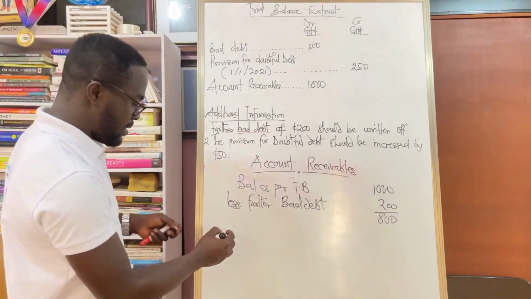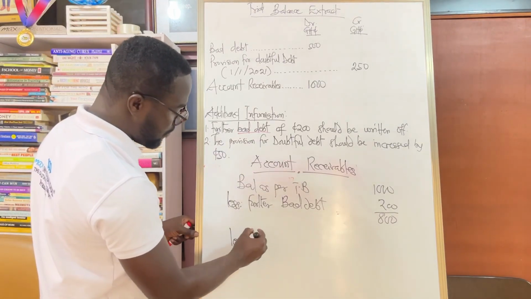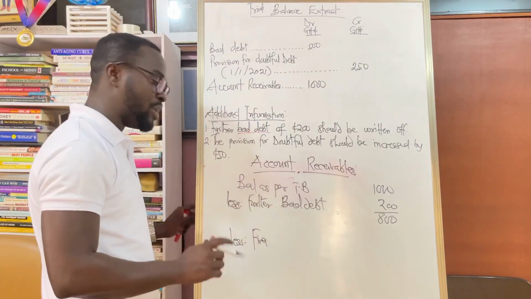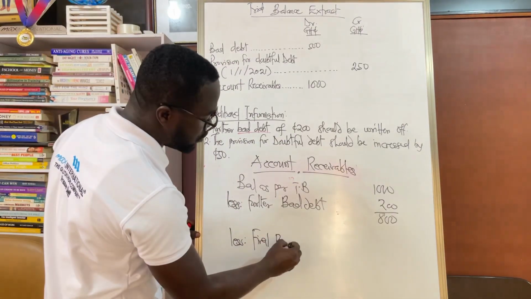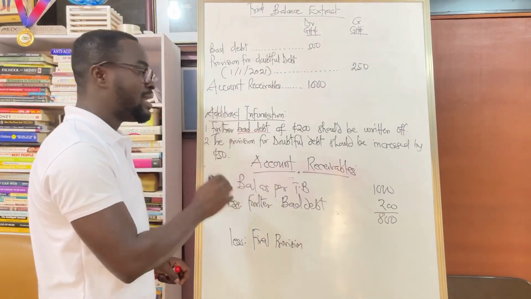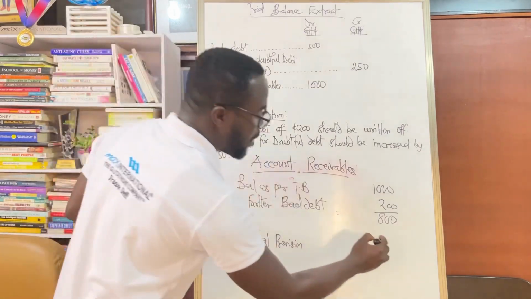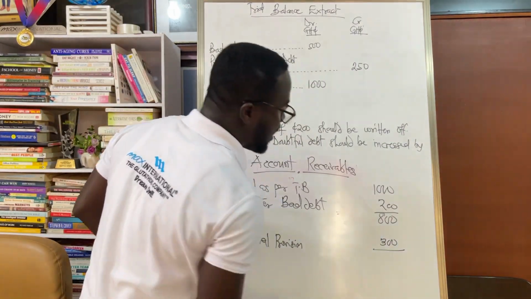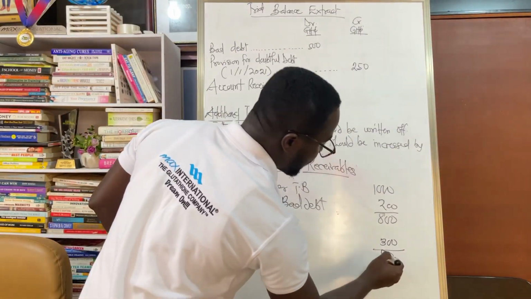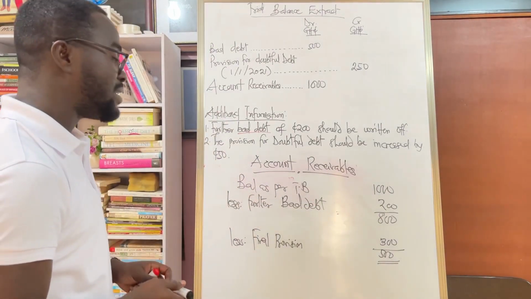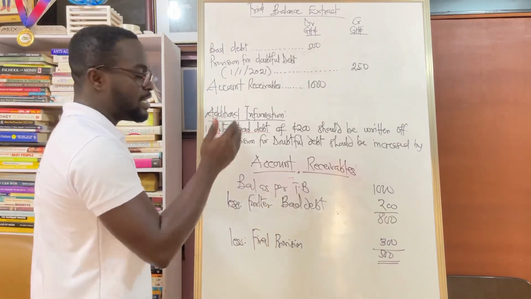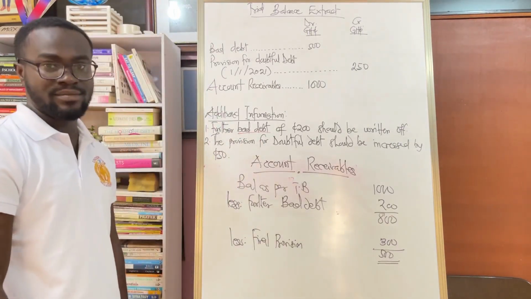So we say less final provision. You can just write final provision if you know what you are doing. I'm writing final provision to differentiate the reason why we are not just using any figure. The final provision we had was 300 cedis from our previous working. So if you take 300 from the 800, you get 500. So the real account receivables to record in the statement of financial position is 500 cedis.